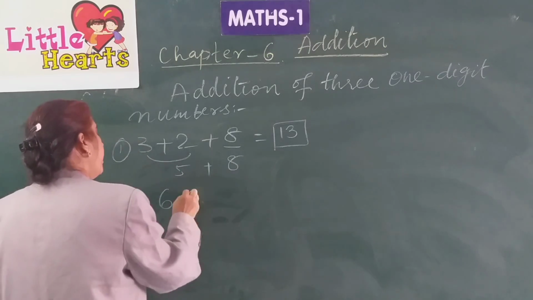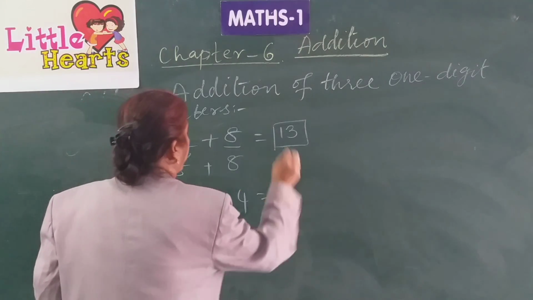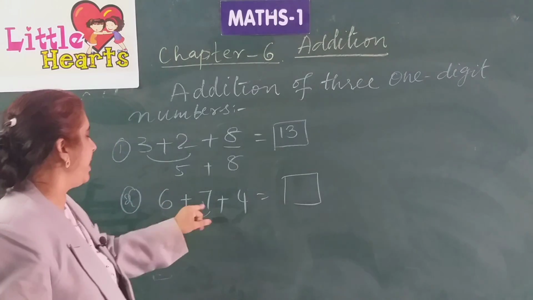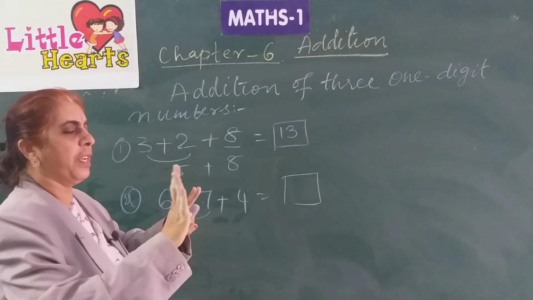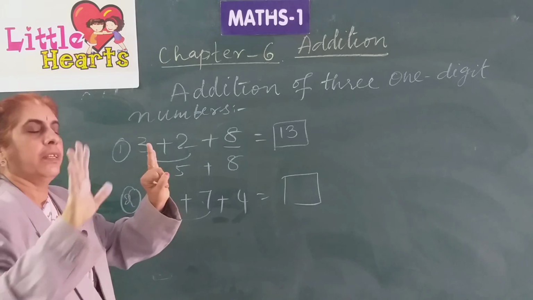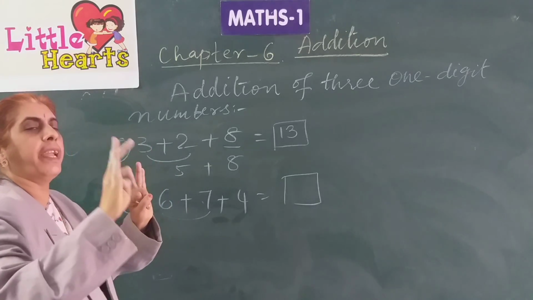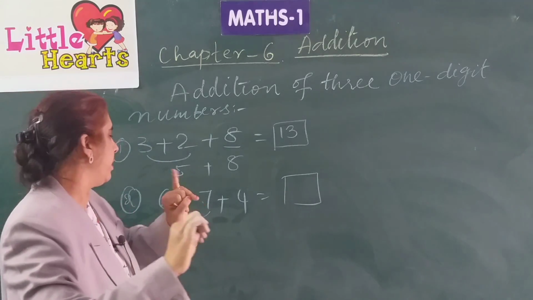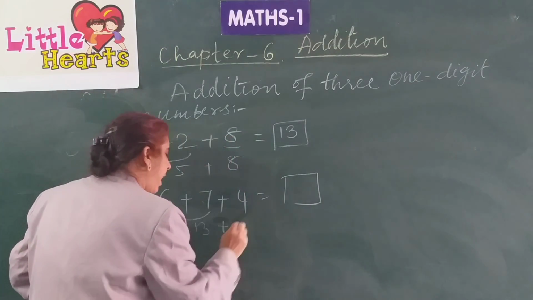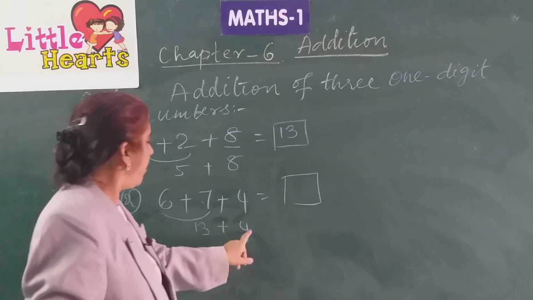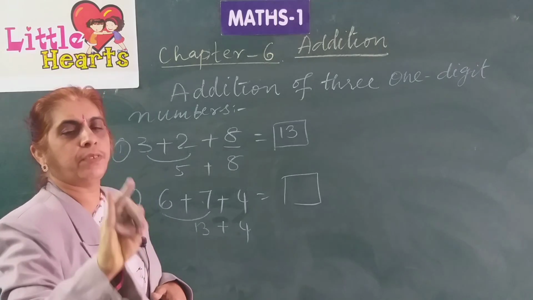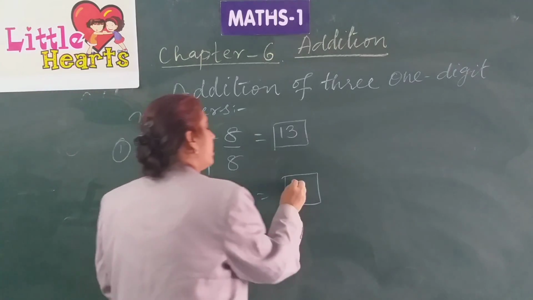In the same way, 6 plus 7 plus 4 equals. First count these two numbers. 6 plus 7. Take 7 fingers and count after 6. 7, 8, 9, 10, 11, 12, 13. The sum of these two numbers is 13 and add 4 to it. Now add 4 to 13. Take 4 fingers, count after 13. 14, 15, 16, 17. 17 is the sum.